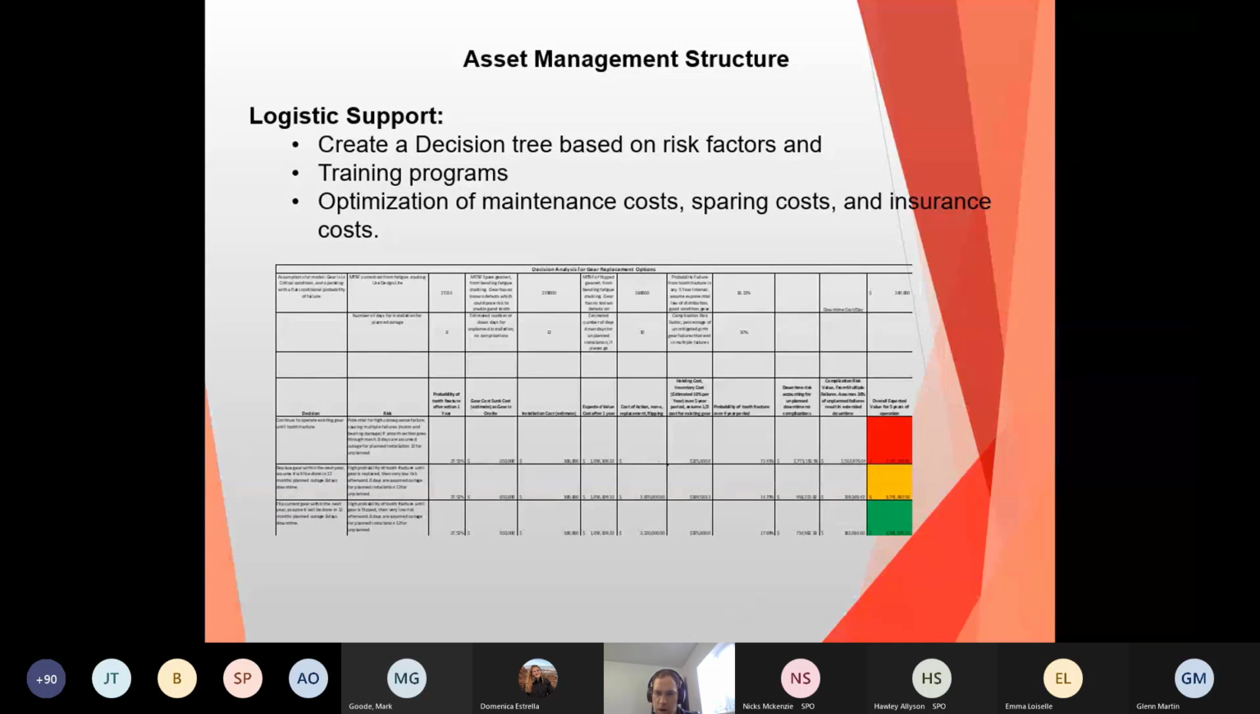A plant with 2 small ball mills is going to have a very different sparing need than one with 15. And included in that is the insurance costs as well. I mean, downtime risk insurance is a big driver at a lot of plants of some of the maintenance practices that they're actually implementing.